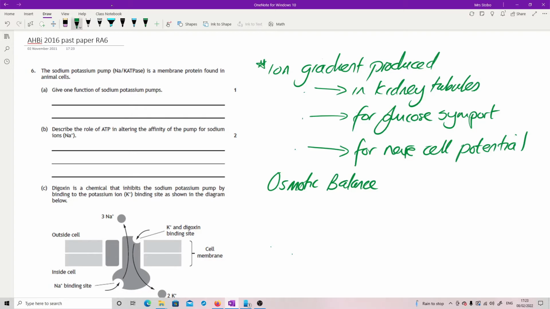Describe the role of ATP in altering the affinity of the pump for sodium ions. When in doubt, anything to do with proteins, it's a conformational change, and that would get you the mark. So ATP phosphorylates the pump, which gives a conformational change.